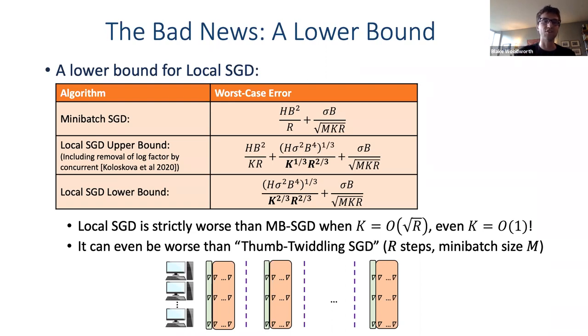It seems very dumb, but our lower bound shows that in a certain regime, thumb-twiddling SGD is actually better than local SGD when k is sufficiently small. So in certain regimes, you're better off foregoing the 2nd through kth gradient in each round rather than trying to use local SGD. So our lower bound shows fairly strongly that local SGD's performance relative to mini-batch SGD can degrade quite significantly and be much worse when k becomes small.